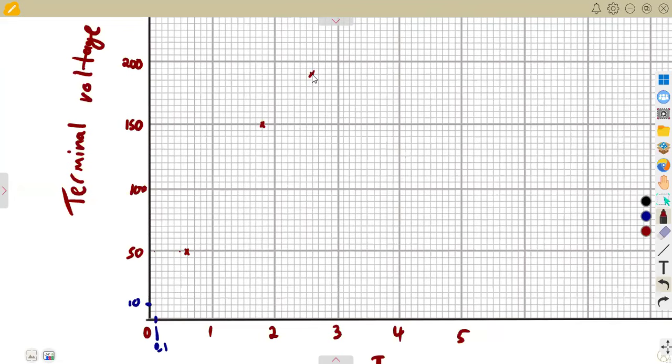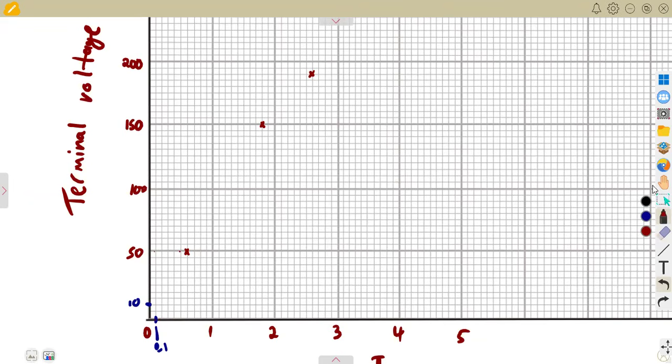That is at 190. Then this is 2.6. Like we say, 2.1, 2, 3, 4, 5, 6. All right, so that is it at this point. So make sure you mark your points correctly.